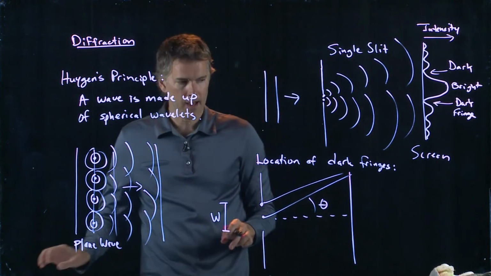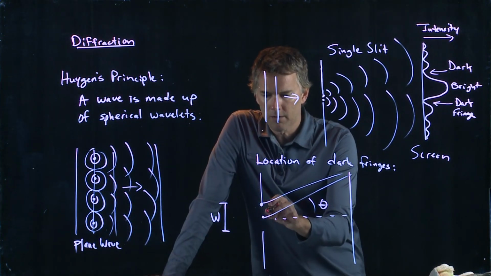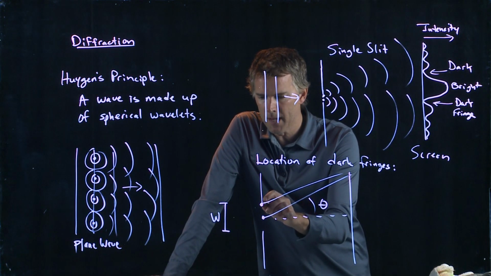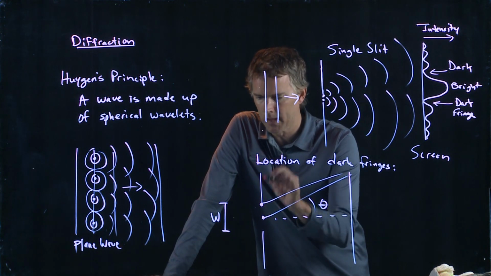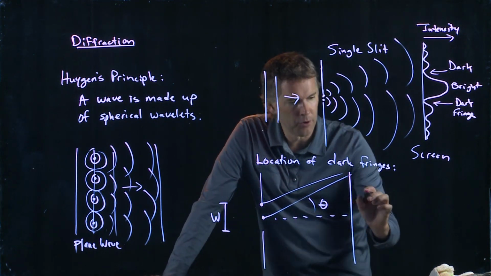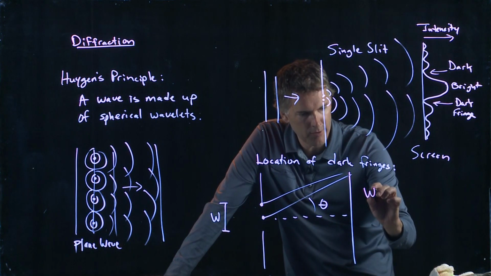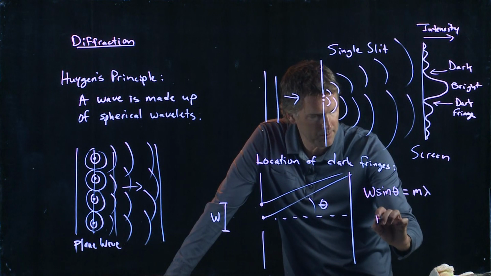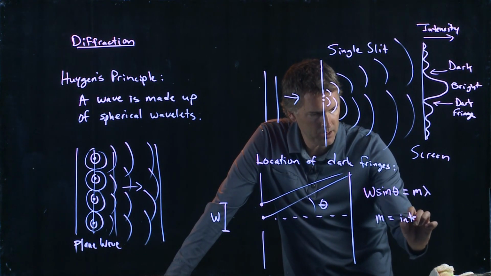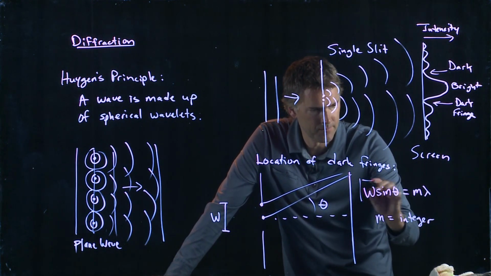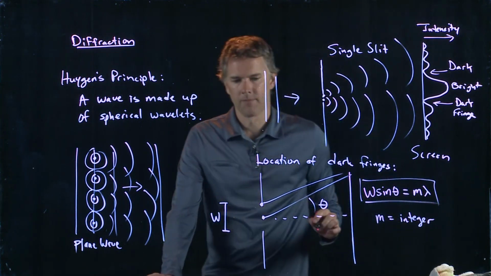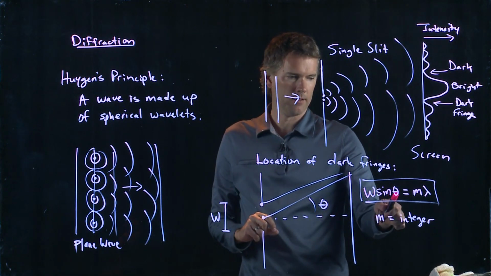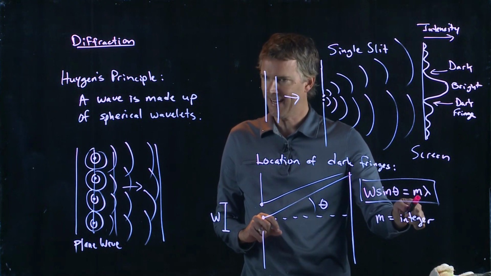It turns out that using this sort of picture, you want the light from this position to be a half wavelength out of phase with the light from this position. And so the dark fringes are in fact located at the following position: W sine theta is equal to m lambda, where again m is an integer. Okay, width W, angle theta, wavelength, and an integer number.